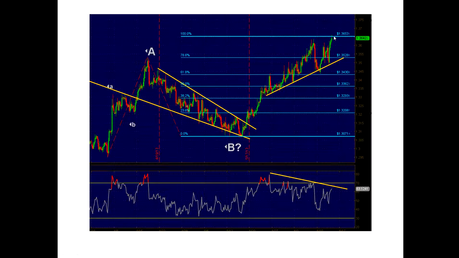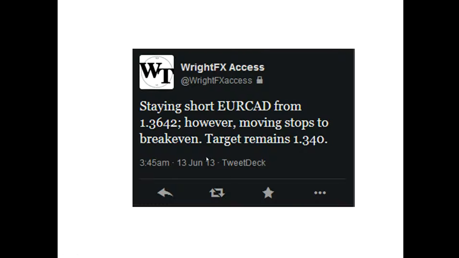All right, it explains exactly why we took the trade. It points out an indicator. It points out possible wave count, and it also shows a Fibonacci extension. All right, so that's the first tweet that went out. Then about 4, maybe 5 hours later, in the wee hours in the morning, 3:45 a.m. Eastern Time, the 13th of June, the next day, this tweet went out.